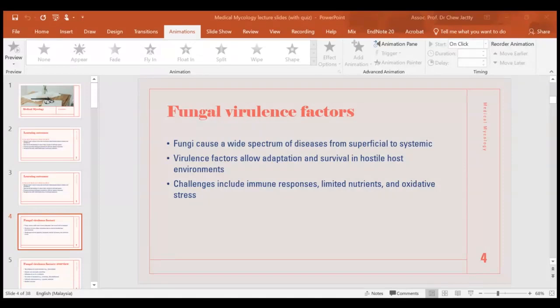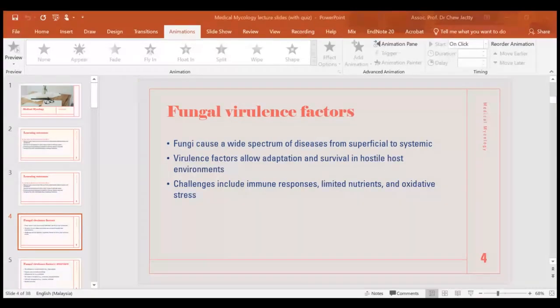And the challenges faced by fungi in the human host body include having to respond to the immune responses in the human host, and also limited nutrients in the host cell, so it's not the natural environment. The different parts of the body may not have the nutrients that are ideal for fungi, and there is also oxidative stress inside the human host cell.